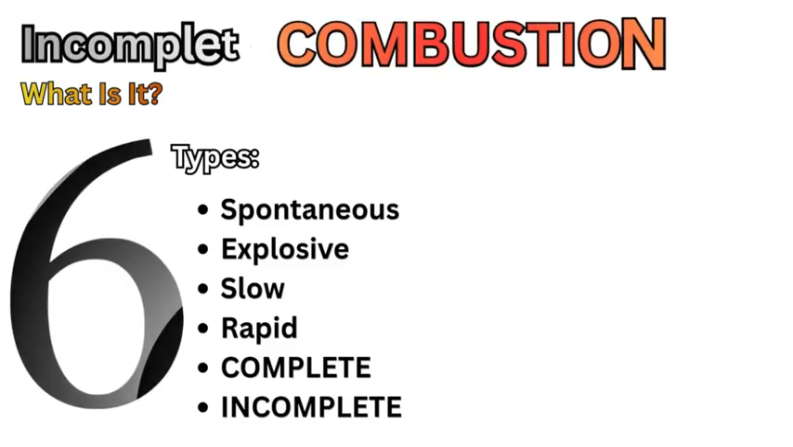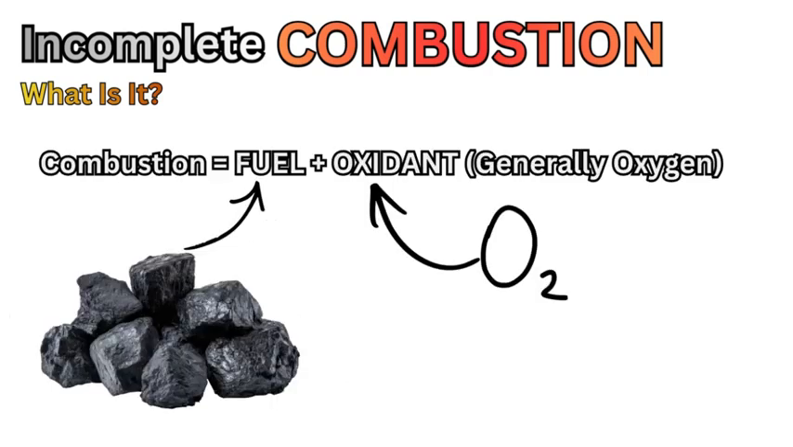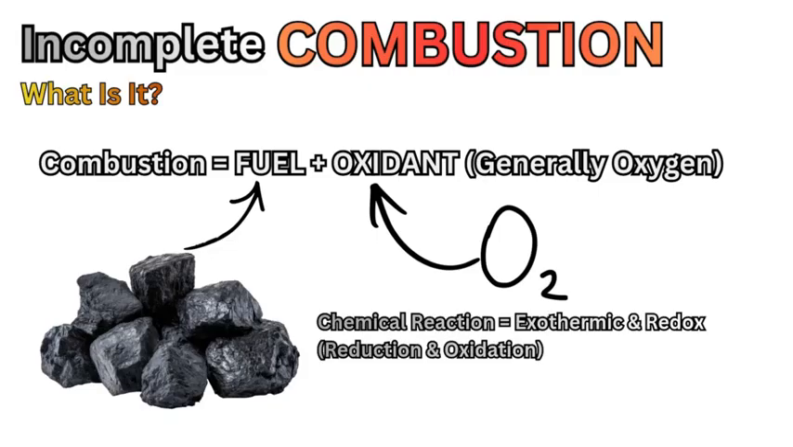There are 6 types of combustion, which include spontaneous, explosive, slow, complete, rapid, and incomplete. Now, in general, combustion involves a fuel and an oxidant. In this case, we're talking about coal as the fuel, and the oxidant in the atmosphere would be oxygen. And this reaction between the fuel and the oxidant is an exothermic redox chemical reaction.